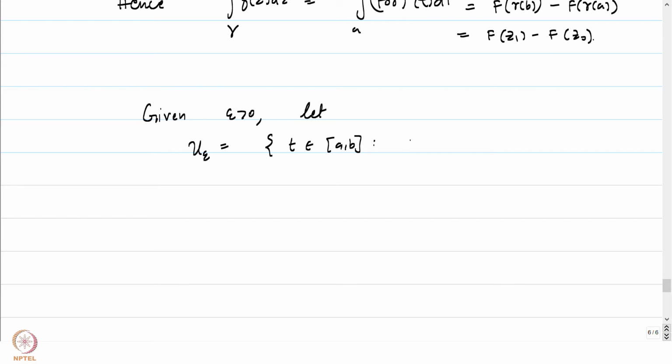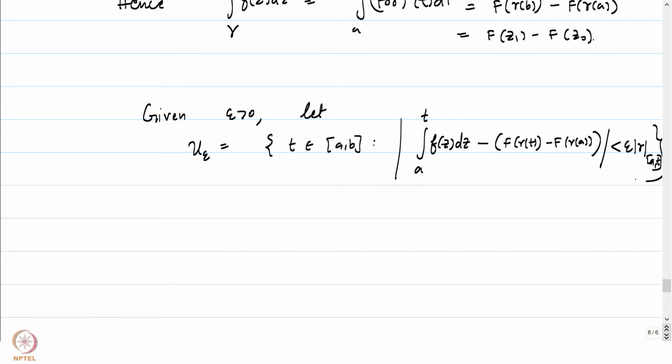Let U epsilon be the set of all t such that the absolute value of the integral from a to t of f(z) dz minus f(gamma(t)) minus f(gamma(a)) is less than epsilon times the arc length of gamma restricted to [a,t]. So, let me be a little more careful. This is satisfied for all a less than or equal to t0 less than or equal to t. That is, this is less than or equal to epsilon times the arc length of gamma restricted to [a,t0], for all a less than or equal to t0 less than or equal to t.